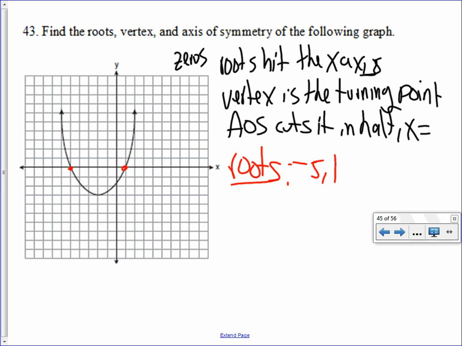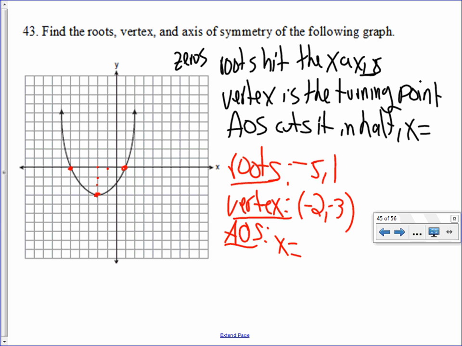-5, +1. The vertex is the turning point. -1, 2, -1, 2, 3. And we say that this is a minimum value. The AOS, or axis of symmetry, cuts it in half, and it's always x equals. X equals what? X equals -2. These will always match.